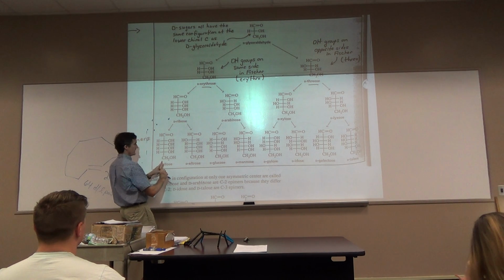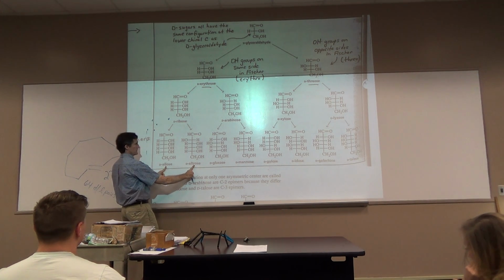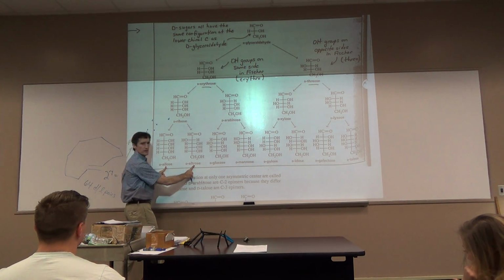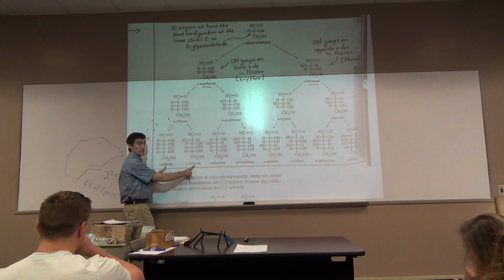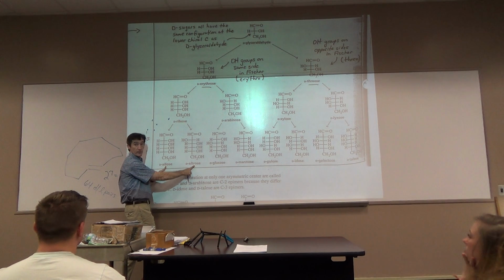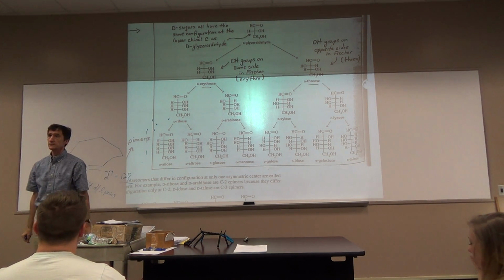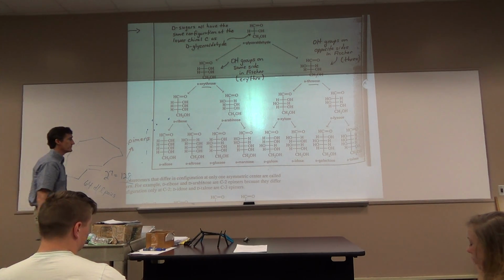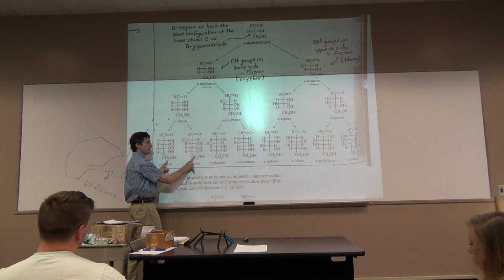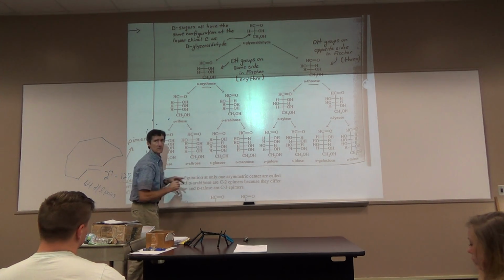What's the relationship between allose and altrose? Diastereomers. Good, they're diastereomers. How do you know that? Because they're not mirror images. Are they stereoisomers? Yes, all of these are stereoisomers. They all have the same connectivity, the same exact name. These are stereoisomers that are not mirror images. These are diastereomers. All of these are diastereomers of each other.